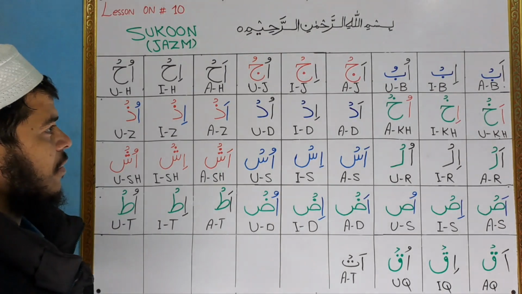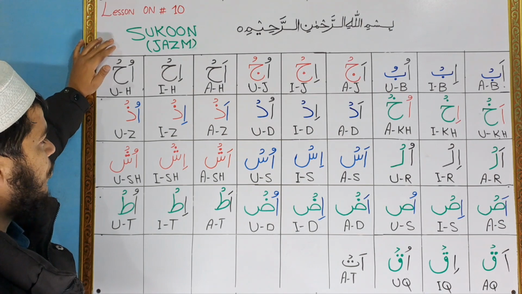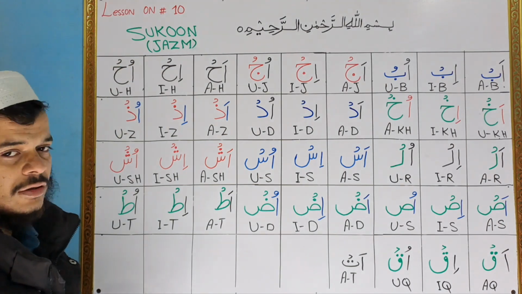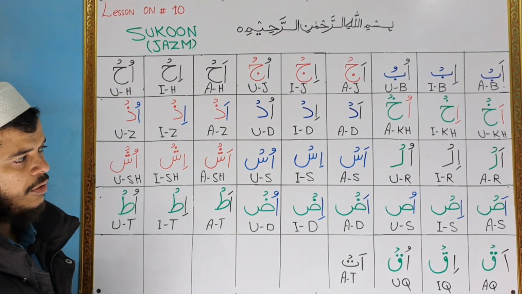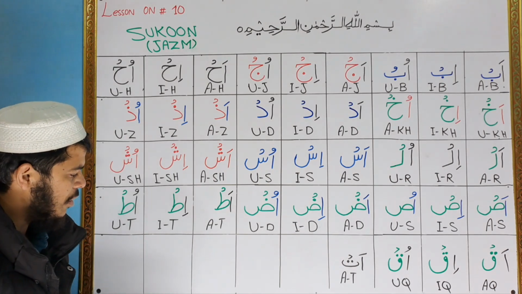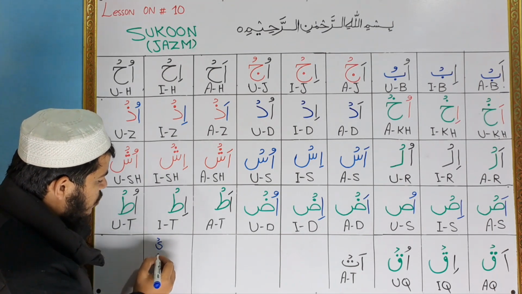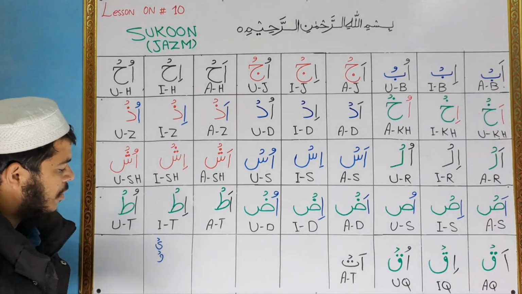And this is our 10th lesson. As you can see, the name is sukoon. You are familiar with this sign. This is called sukoon sign. In madda letters and lean letters, we have discussed how ya with sukoon and how waw with sukoon will sound.